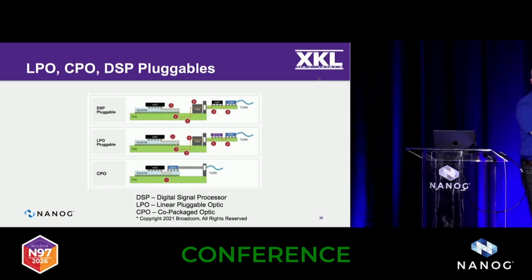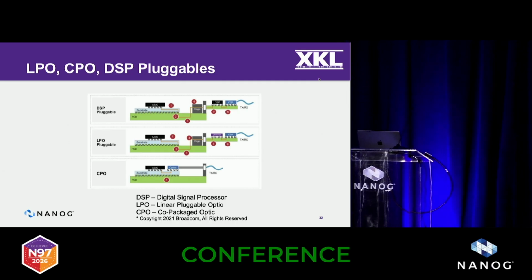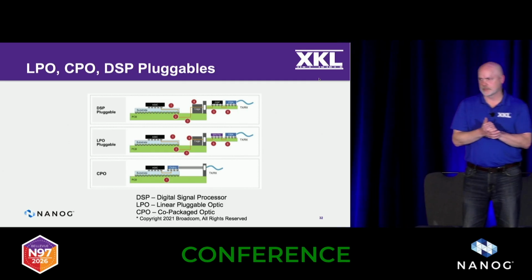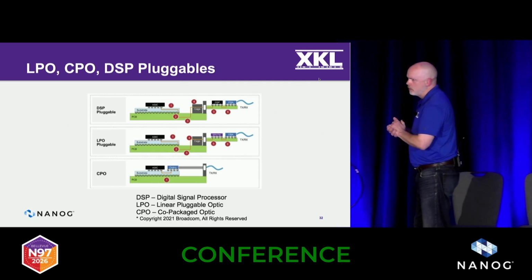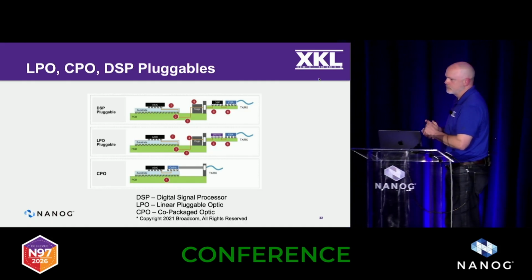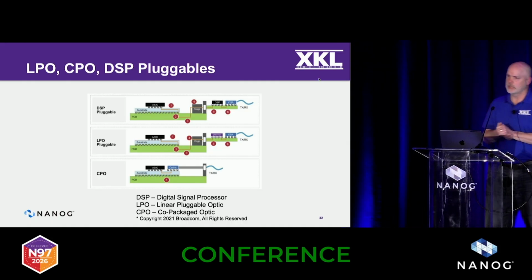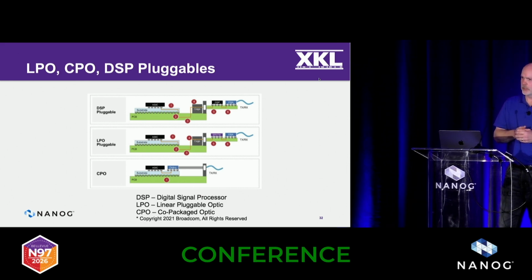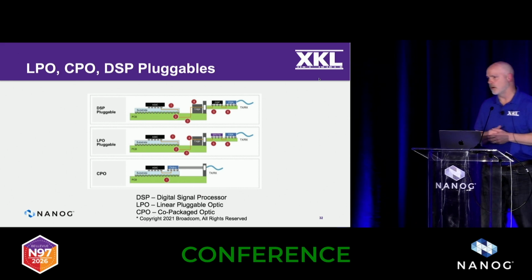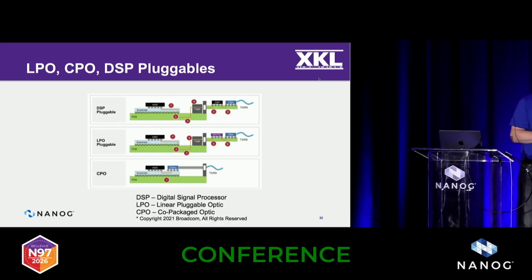So LPO, CPO, DCO, what are these things? In case you were wondering, in a lot of AI clusters and areas where you've just got to cut the power back, these are very good technologies to help do that. So the top one, the DSP pluggable, that's what I just showed you, the 400 gig ZR DCO. That's got all the stuff inside. It's got the DSP, all the optical transmit, receive, everything that you need is in the pluggable.